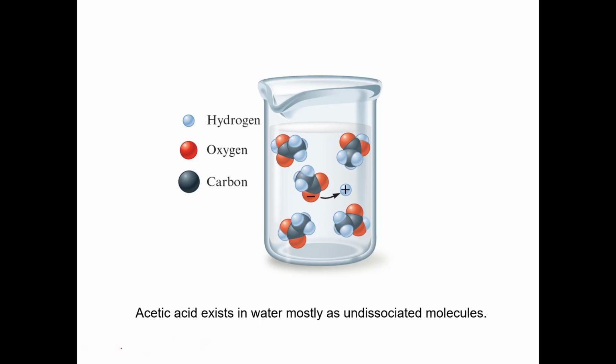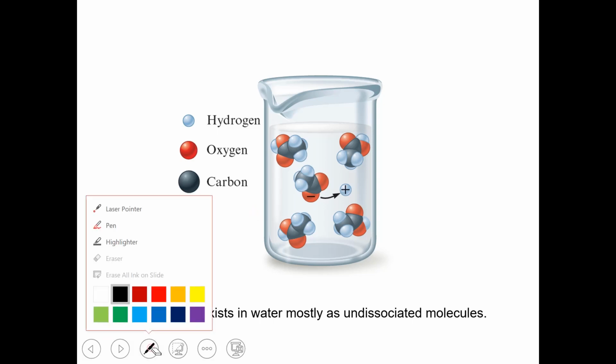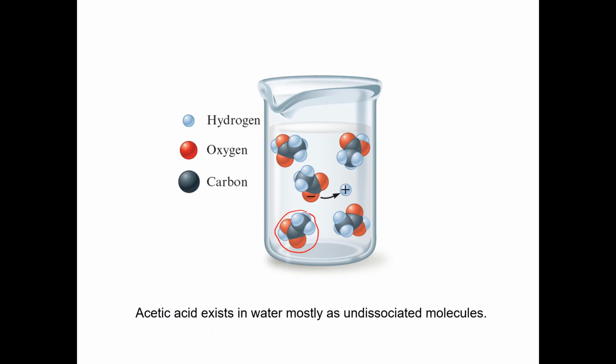If we look at a weak acid, if we could see this on a molecular level, if you look at the model here, we've got some models of acetic acid. So these structures like this are whole molecules. These are not dissociated. And then we have this one molecule here that's lost its H plus ion, and then we have the acetate ion left over. But all of the rest of these are undissociated acetic acid molecules.